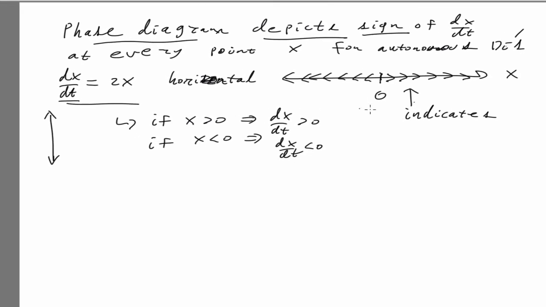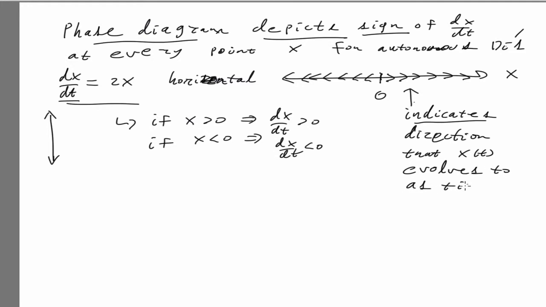My butterfingers. It indicates the direction that x of t evolves to as time goes forward. Okay, so this simple phase diagram tells you a lot of information about the system.